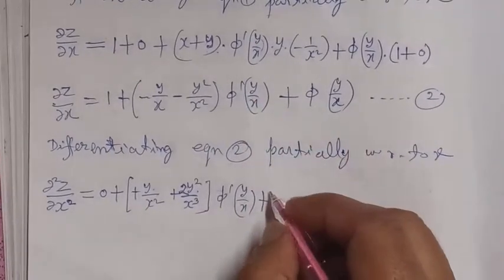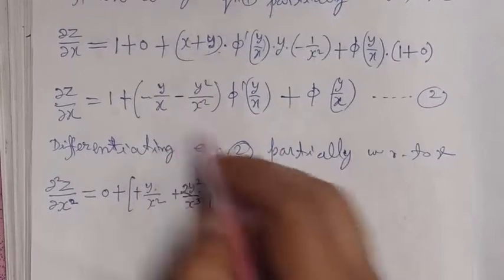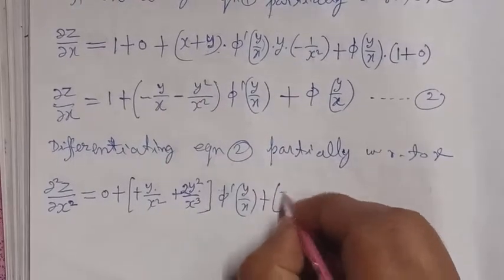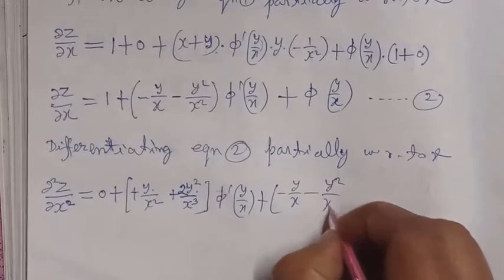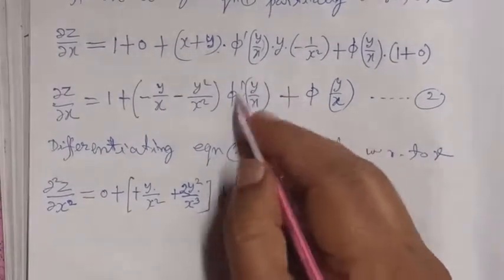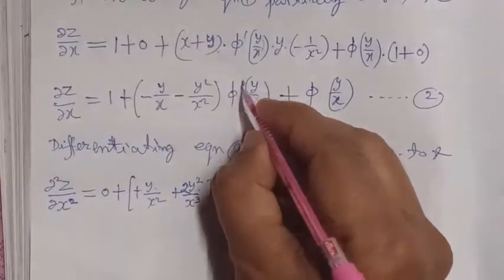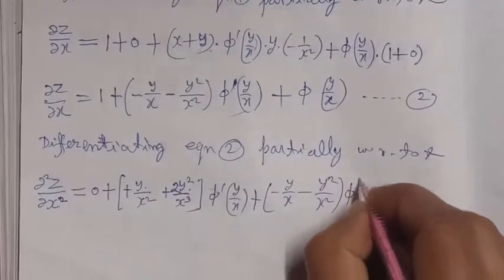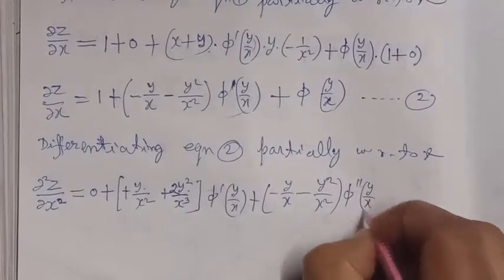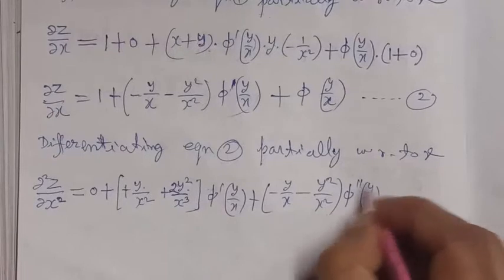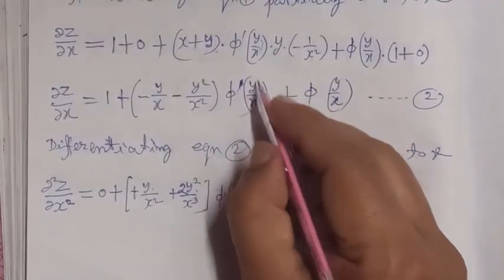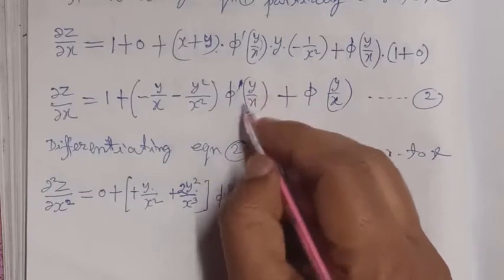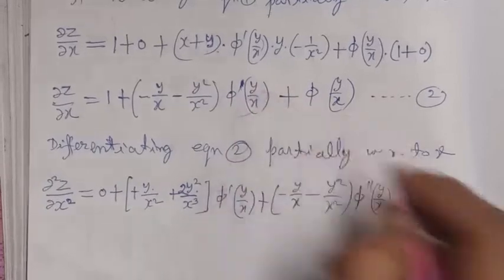differentiation of the second function, first function as it is, minus y upon x, minus y square upon x square, and differentiation of the second function. Differentiation of y dash equals y double dash. It is differentiation with respect to y upon x, but it is not x. So according to the chain rule, we have to differentiate this value.